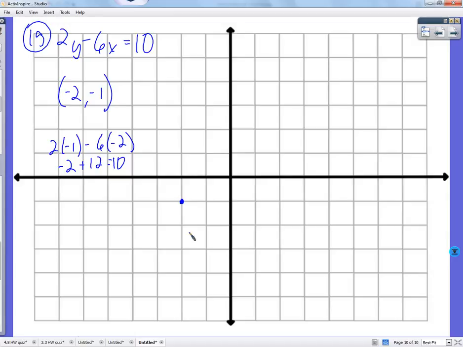X is 0, and Y is 5. If X were 0, that would just go away. So we would divide both sides by 2, and that's 5. That was pretty easy to find. Any other points that we find are just going to be kind of redundant because they're all going to be either in between these two on a line, or they're going to be just an extension of the line that would go through those two points.